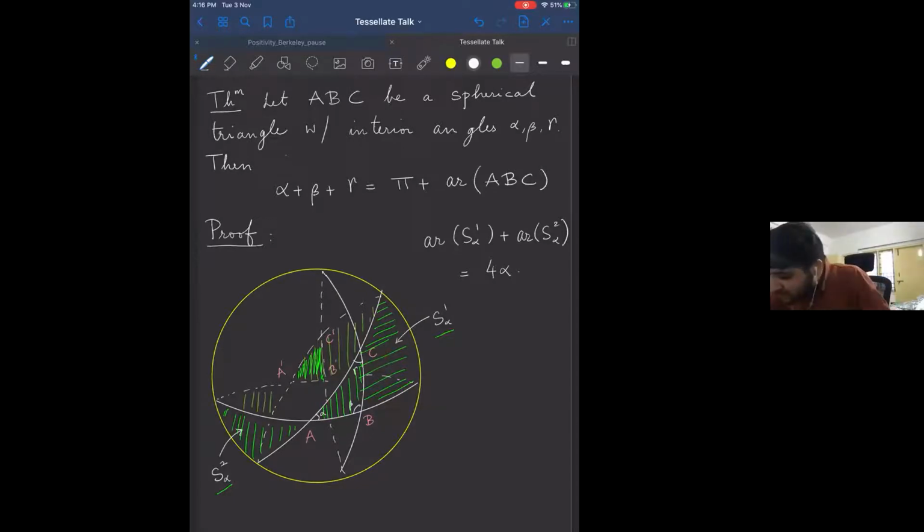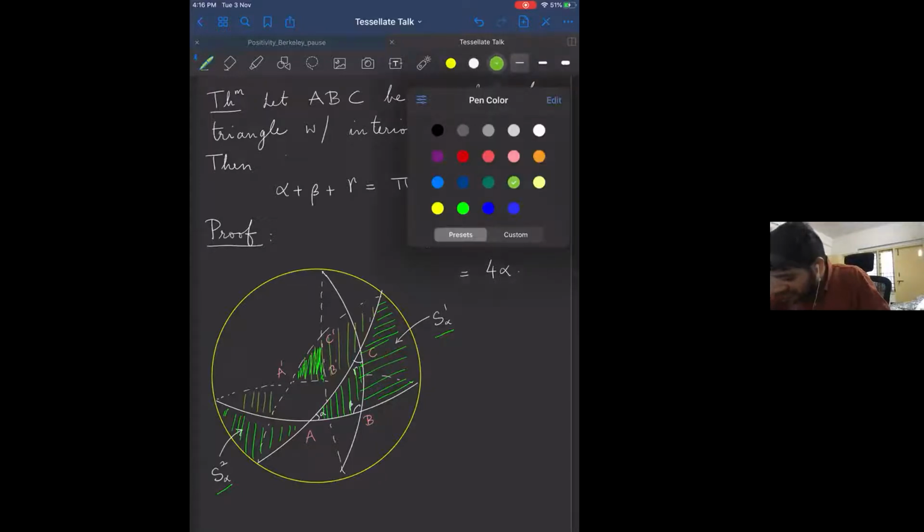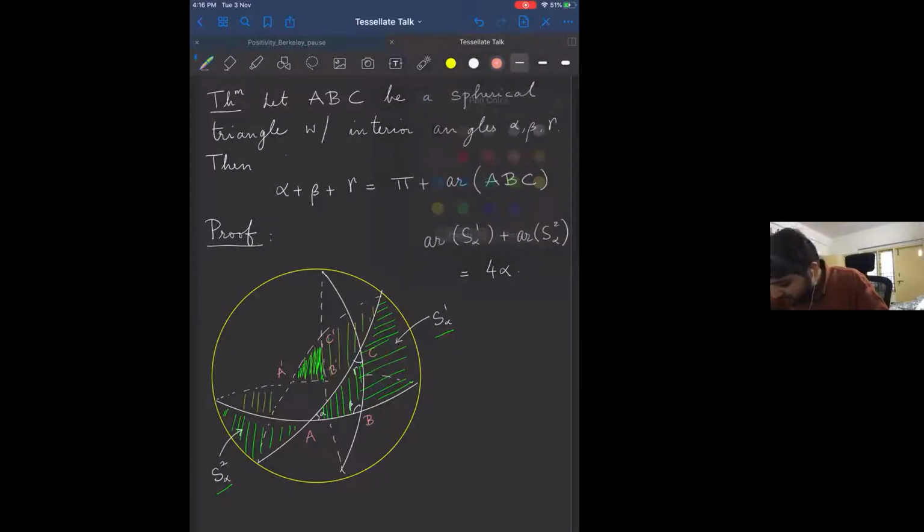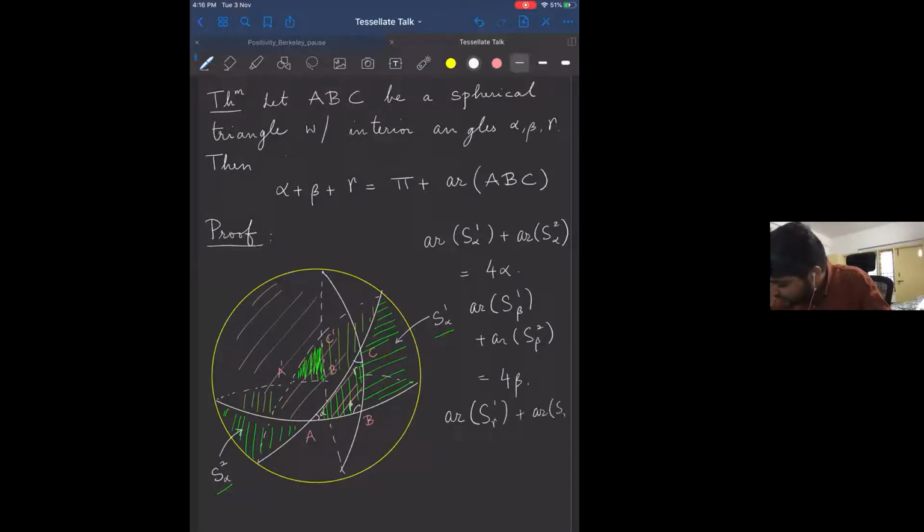Right. So similarly, I can do the same thing, but to these other angles, beta and gamma. So for beta, for instance, I look at this region. And similarly, I have a formula that area of S beta 1 plus area of S beta 2 is 4 beta. And similarly, area of S gamma 1 plus area of S gamma 2 is 4 gamma. Now together, clearly this covers up the entire sphere, right?